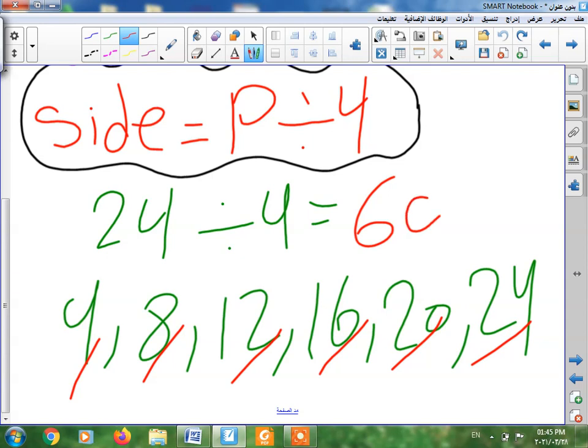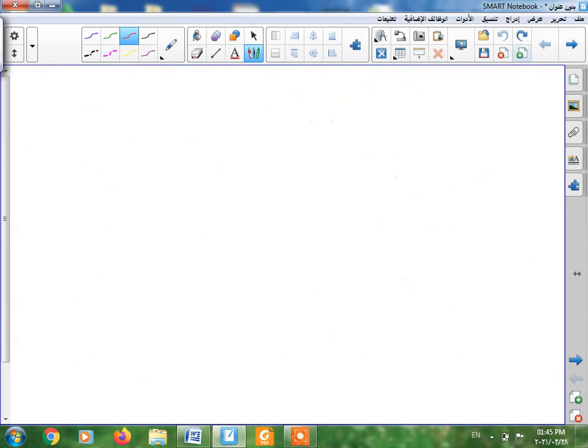6 what? Centimeter. To find the missing side in a square from the perimeter, we must make perimeter divided by 4. Then say repeated 4 how many times to arrive at 24? We find skipping 4 to arrive at 24 equal 6 steps. Now, how do we find the missing length in the rectangle?